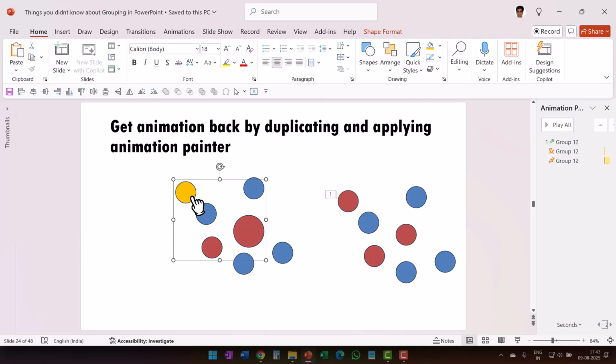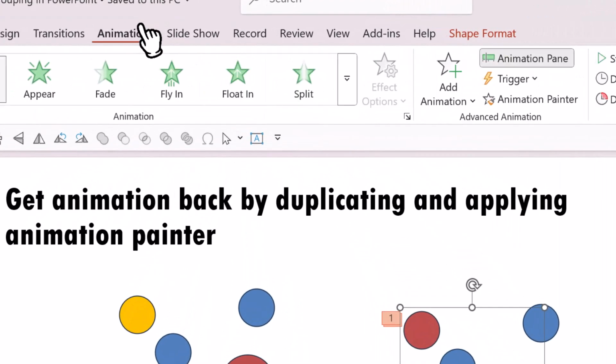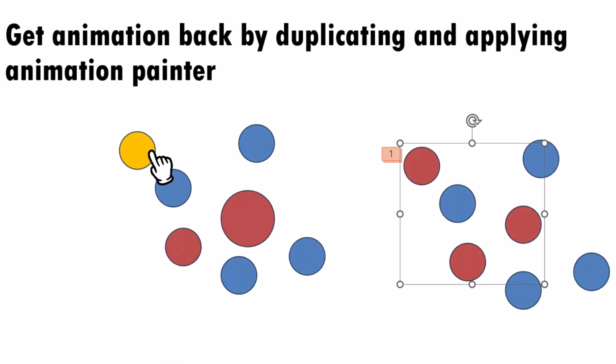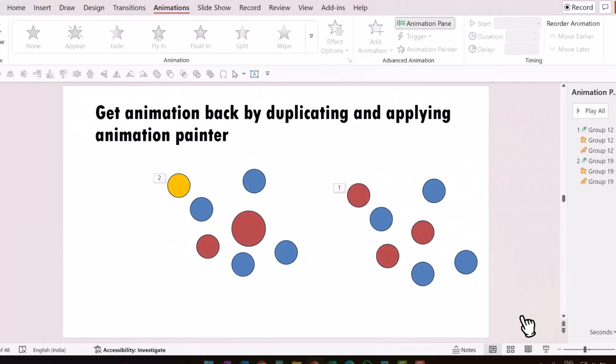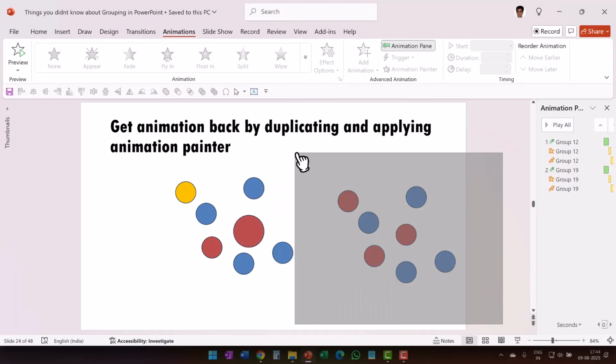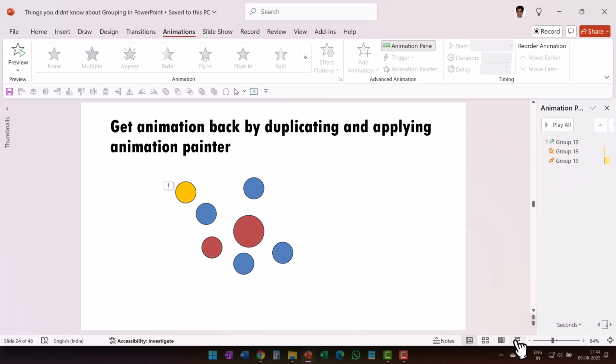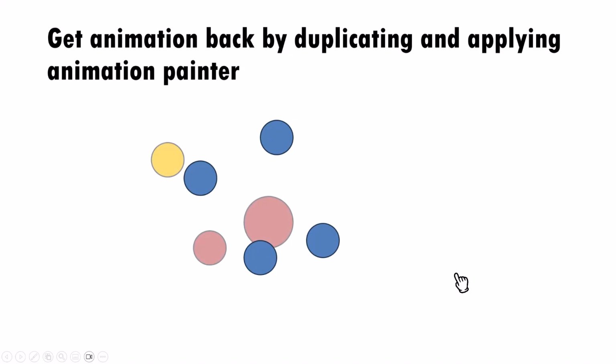Now for this, I need to recall the animations that I had applied earlier. For that, all I need to do is to select this one where all the animation exists. Go to animations, click on the animation painter, and I can click on this group. Now you can see everything is in place. I don't really need this copy. Let us go to slideshow and see. On a click, we have float in, pulse and teeter, and everything is back. So that is how I work around the limitations.